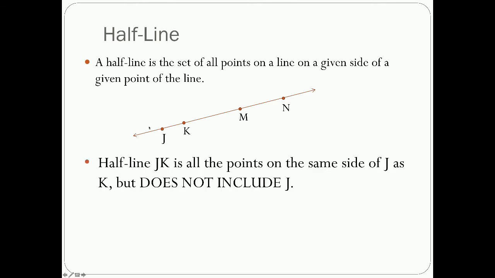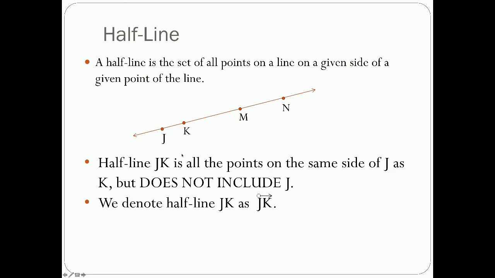Now, the endpoint here is not included. So half line JK is all the points on the same side of J as K, so everything to the right in this case, but does not include J. Pretty important since it's in all caps. We denote half line JK as this. We see an open circle with an arrow pointing to the right. We always use an open circle with an arrow pointing to the right.